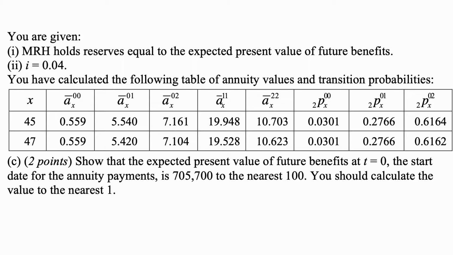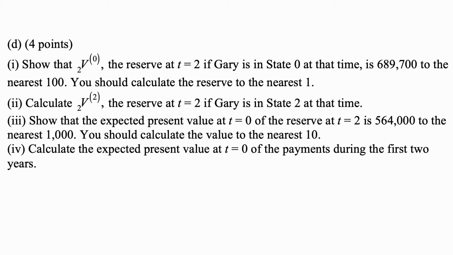Part C. The question is for 3 points as follows. Show that the expected present value of future benefits at t equal to 0, the start date for the annuity payments, is $705,700 to the nearest 100. You should calculate the value to the nearest 1.